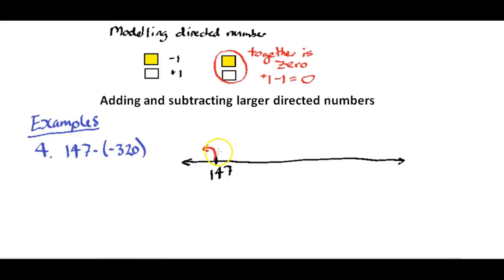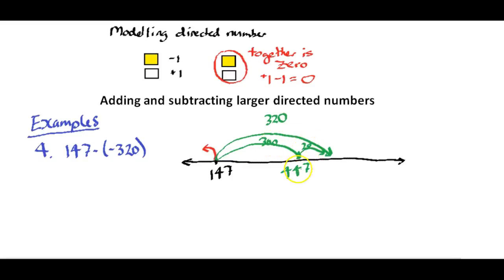I'm going to walk backwards 320. I'll do it in one big jump. Now, once again, to help me figure this out in my head, I'm going to break it into bits. I'm going to jump 300 first. So if I jump 300, I just add a 3 to the hundreds column here, and I'm going to end up at 447. Now I'm going to finish off my jump with 20.